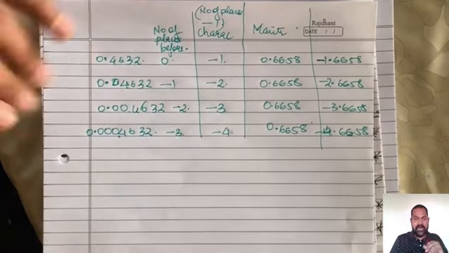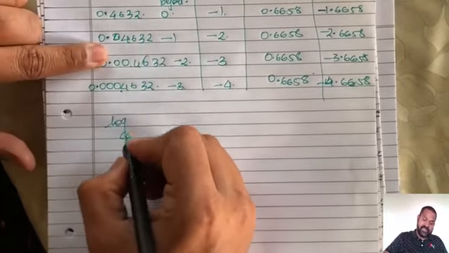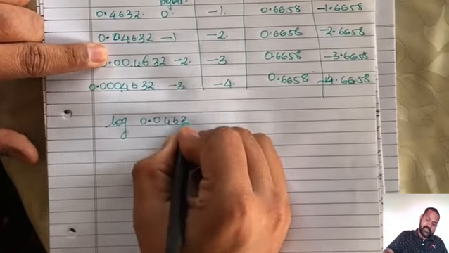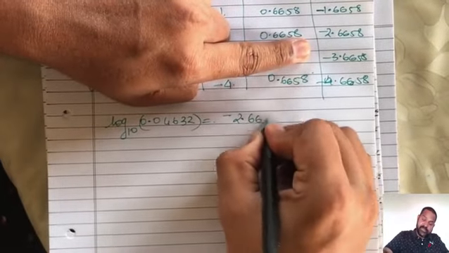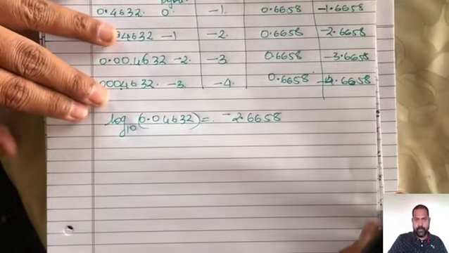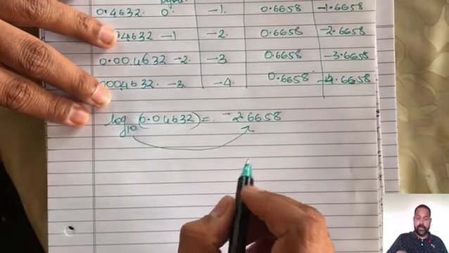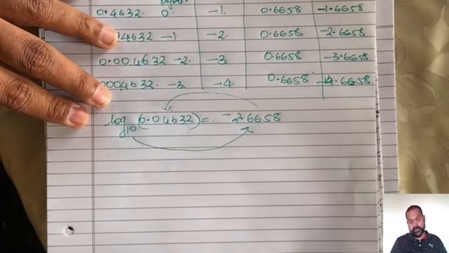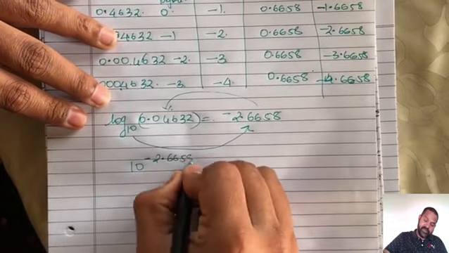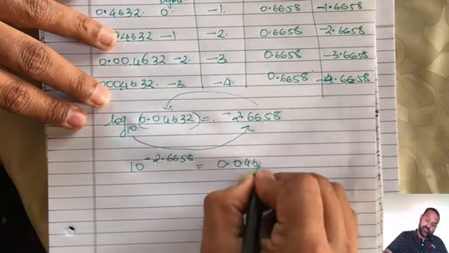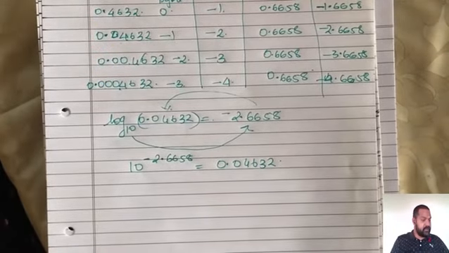Now that we found this, let's just check for sure if this is correct. Which means I have taken the log of, let's say, 0.04632 to the base 10, and the log is -2.6658. Okay, which means that if 10 is raised to -2.6658, I should get 0.04632. Yes, well, let's then check if this is correct.